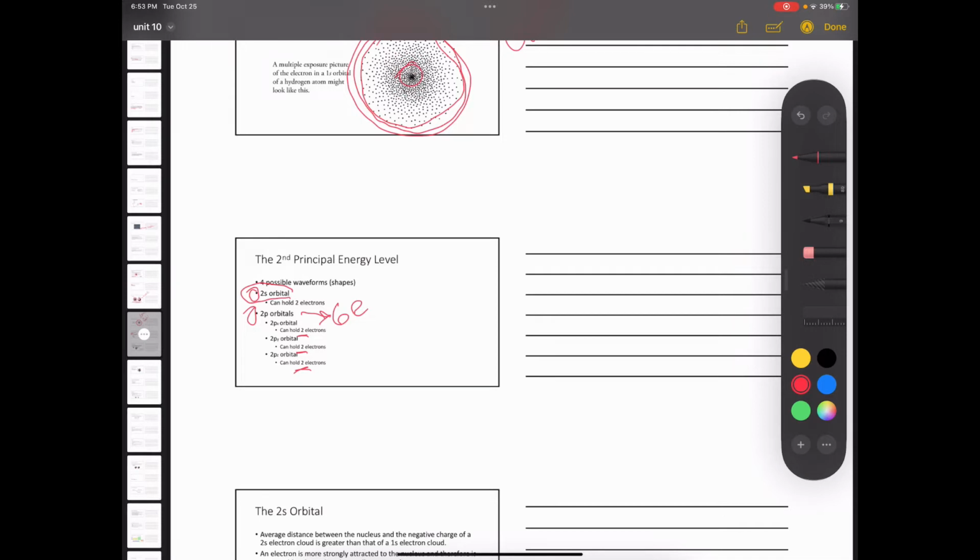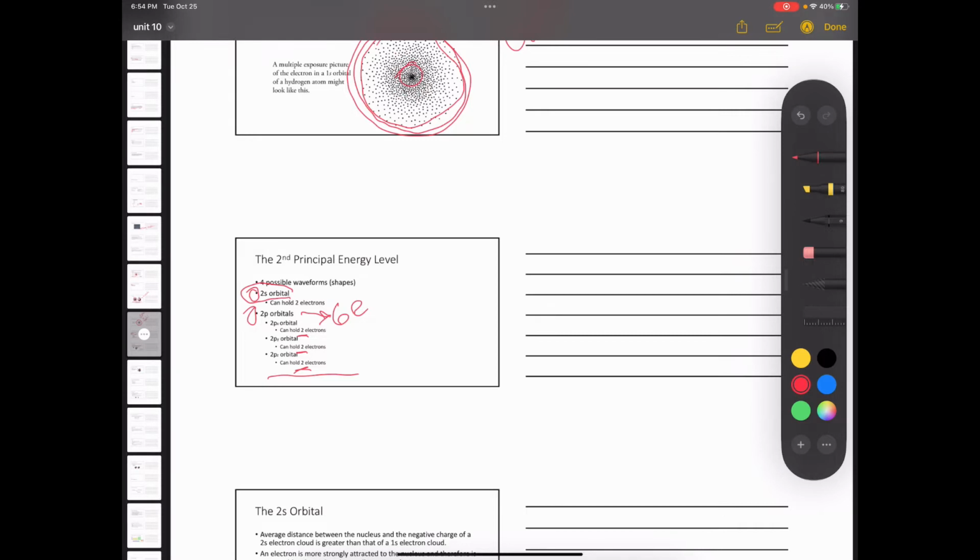So if I add two electrons plus six electrons, now I have opened more space to fit in more electrons. Instead of having two electrons in the first principal energy level, I have added more orbitals to fit an additional 8 electrons. And that's how the electron configuration works out throughout the periodic table.